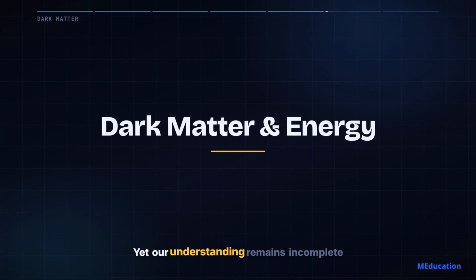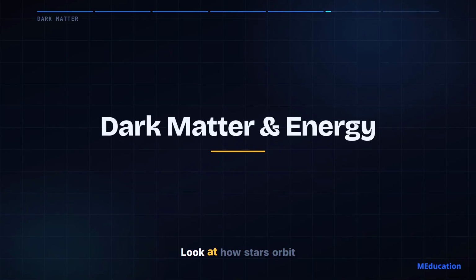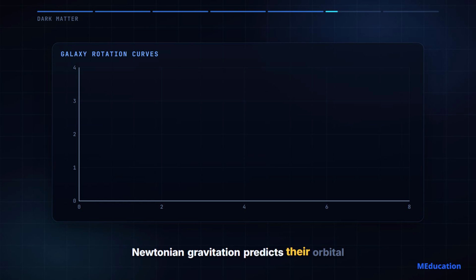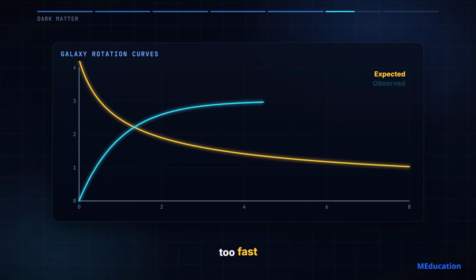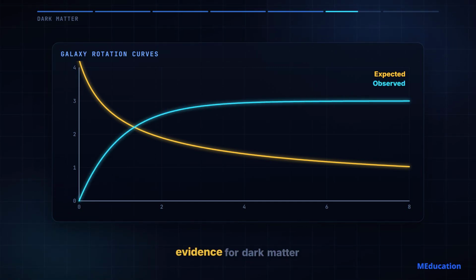Yet, our understanding remains incomplete. Look at how stars orbit in a galaxy. Newtonian gravitation predicts their orbital velocity should drop off with distance from the galactic center, but observations show a flat rotation curve. The outer stars spin far too fast. This discrepancy is your core evidence for dark matter, an unseen mass holding galaxies together.